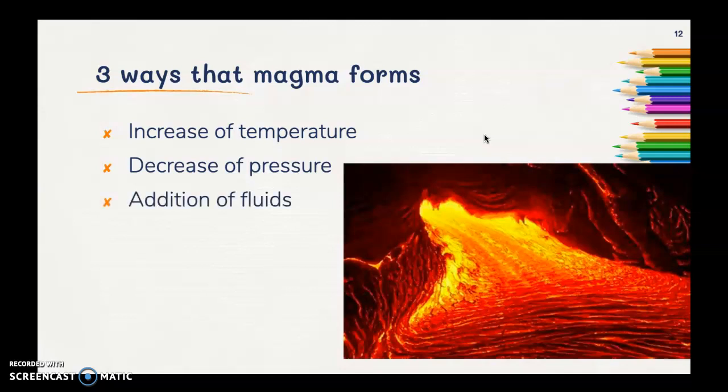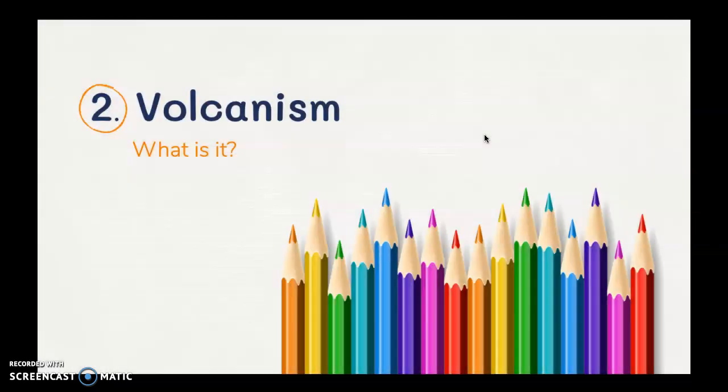And then the last thing is the addition of fluid. So if you have some rock below ground and water gets into it, or some other fluid gets into it, that can decrease the melting temperature. And so that will make that rock more easily melty. Okay, so those are the 3 ways that magma forms. 1, 2, and 3. Temperature, pressure, and fluids.